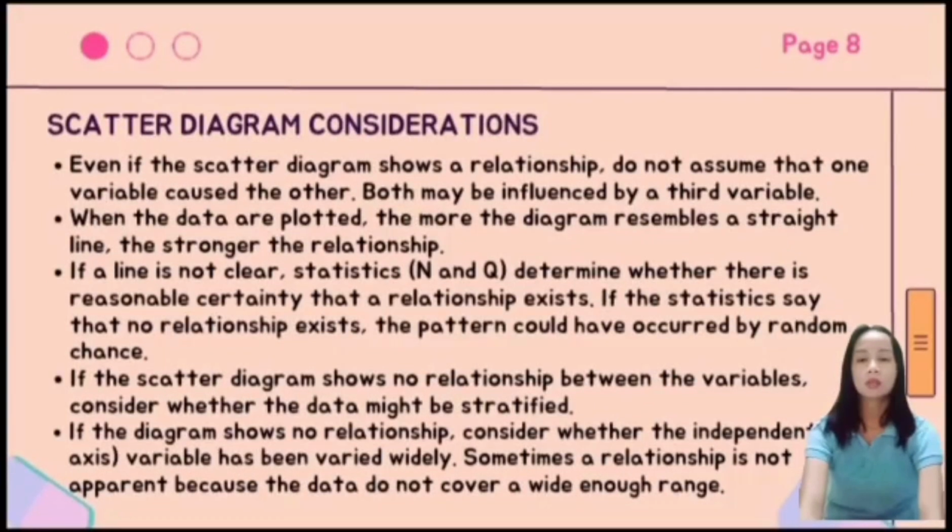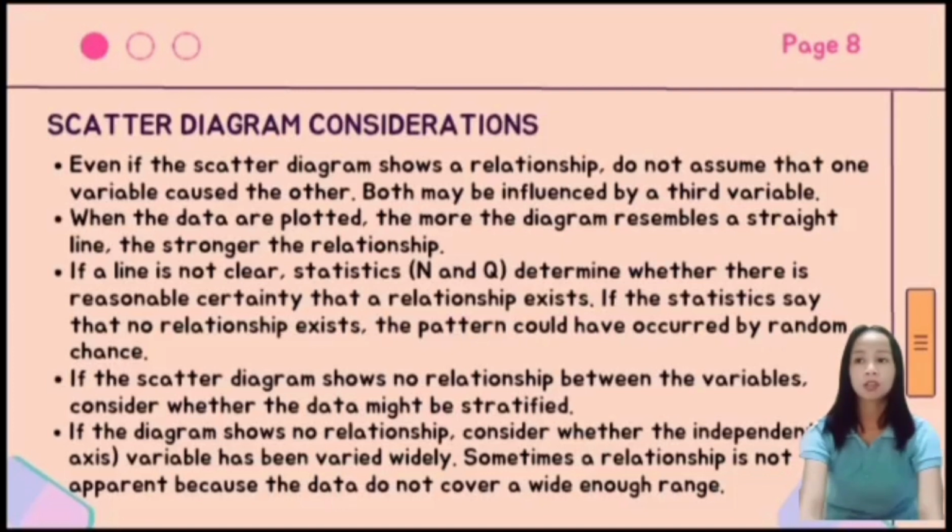Let us take into consideration the following. The first one is, even if the scatter diagram shows a relationship, do not assume that one variable caused the other, but may be influenced by a third variable, so the relationship may or may not be causal. The next one is, when the data are plotted, the more the diagram resembles a straight line, the stronger the relationship. Next, if a line is not clear, statistics N and Q determine whether there is a reasonable certainty that a relationship exists. If the statistics say that no relationship exists, the pattern could have occurred by random chance.